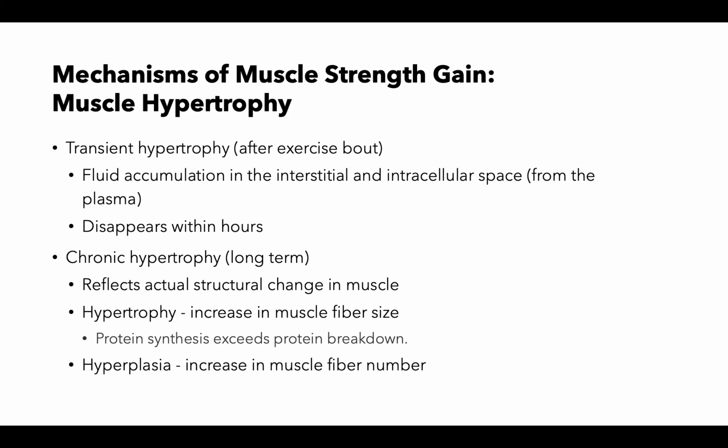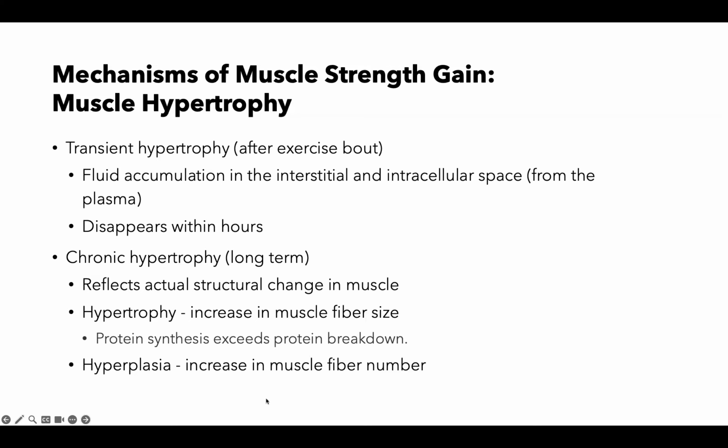Now, over time, we will experience chronic hypertrophy if we're following a resistance training program for a few weeks. And this is going to reflect actual structural changes in the muscle. So we see things like an increase in our muscle fiber size, where this is resulting from protein synthesis exceeding protein breakdown. And we have hormones and other factors to thank for that. And then hyperplasia is thought to be an increase in muscle fiber number. And this has not been shown readily in humans.